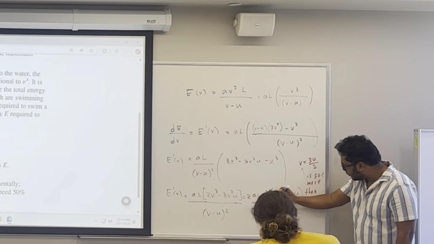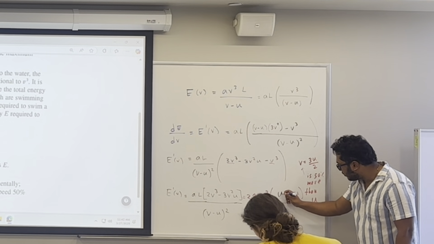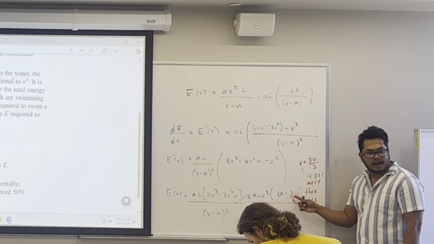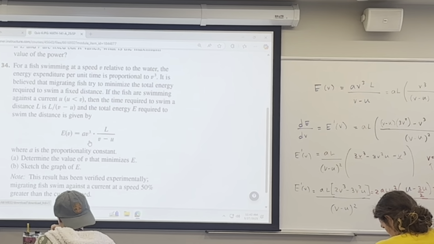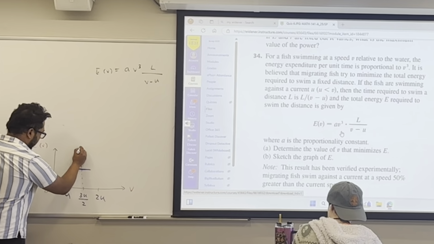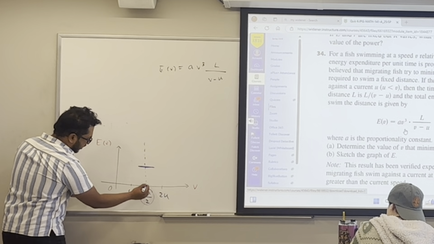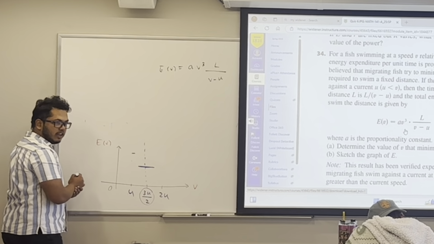If you put u here, what happens? This gives me minus. Clear? So it's minus. That means less than your extrema, the derivative is negative.